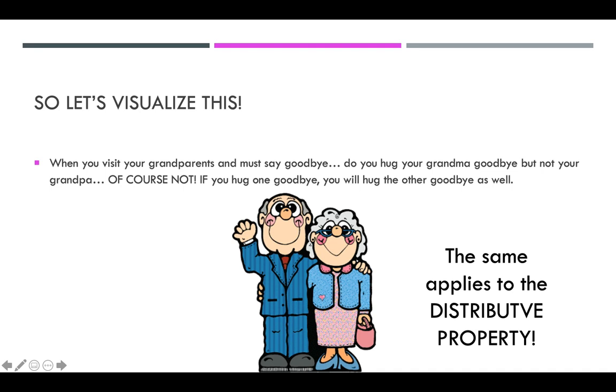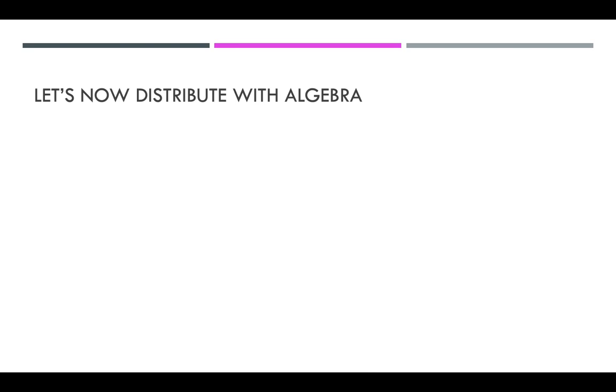When you visit your grandparents and you must say goodbye, do you hug your grandma goodbye but not your grandpa? Well, of course not. If you hug one of them goodbye, you will hug the other one goodbye as well. And I remember this best with distributive property because if I multiply the first number outside of the parentheses with the number inside of the parentheses, then I must do the same with the second number. It's just fair. So let's now look at distributing with algebra.